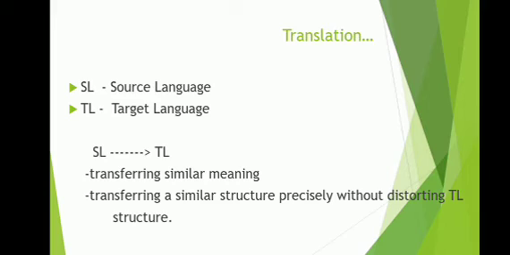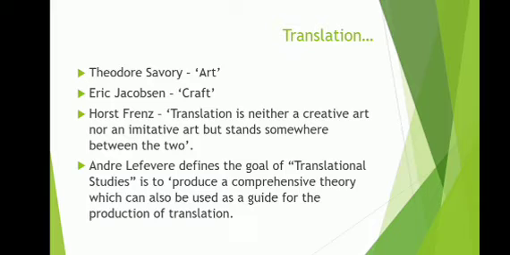In all texts discussing translation, SL refers to source language and TL is target language. The formula of SL being transferred to TL refers to transferring similar meaning and transferring a similar structure precisely without distorting TL structure. So, what happens in the process of translation? Is it faithful, imitative, or creative?